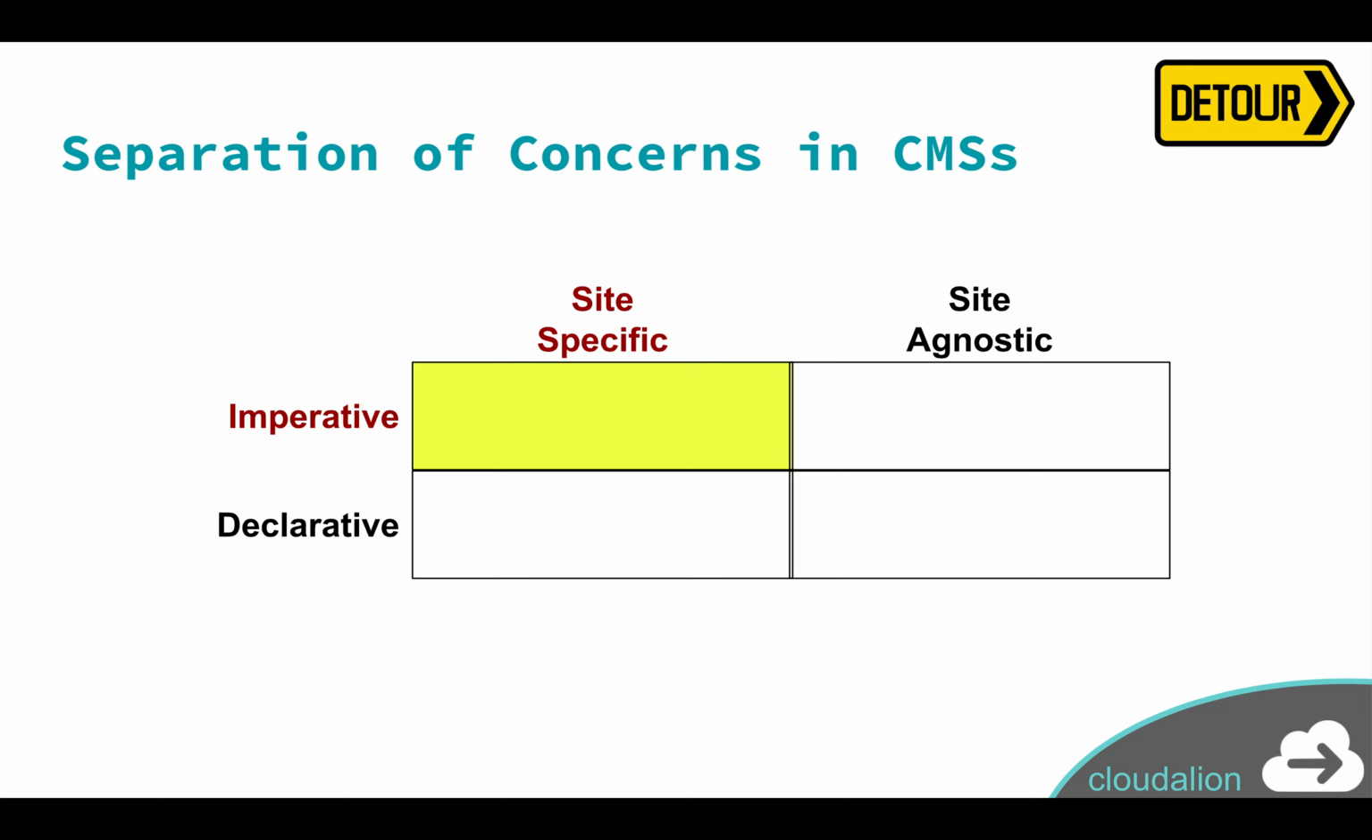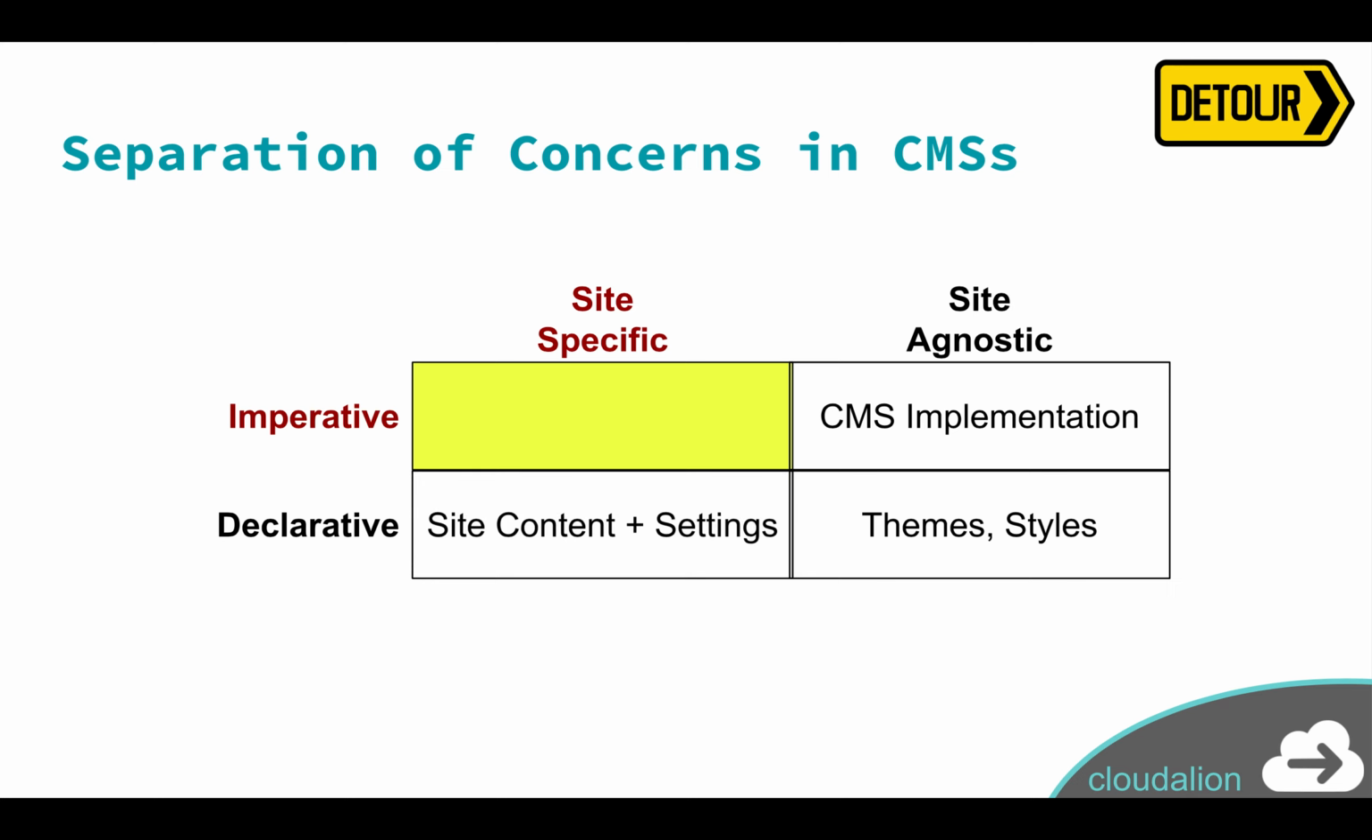If we look at CMSs or a website powered by a CMS, and we look at the separation of code assets there, we will see something very similar to where we are heading. The CMS implementation itself is imperative but site agnostic, so for example, all the examples on the previous slide were implemented in PHP, which is an imperative language, but they are agnostic of any particular site that we want to build on top of them. There are things like themes and styles, which are declarative and site agnostic, again, not very interesting. The site content itself and settings, like who is allowed to do what, are both site-specific and declarative.